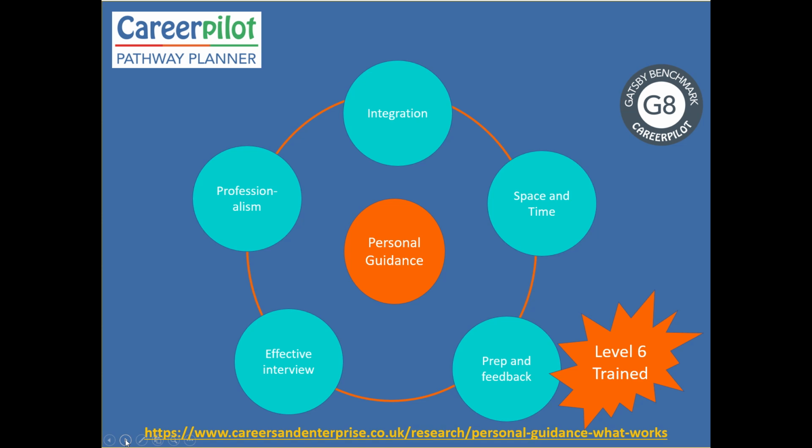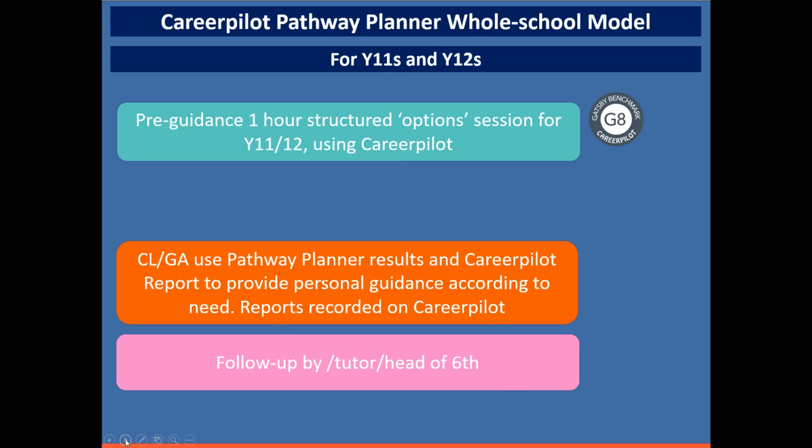And one part of that is to have a level 6 qualified person delivering the guidance. And we do deliver that qualification at Careerpilot. So in all our pilot schools, we train somebody up to level 6. And that is available to other people, though we have to pay for places. So this is our model, and we piloted this with year 11s and year 12s last year, and now it's ready for other people to use.